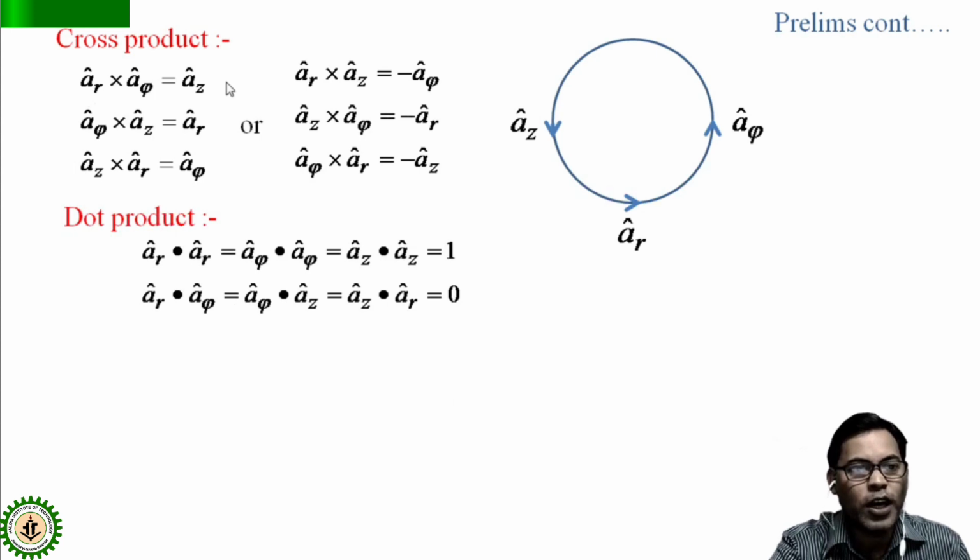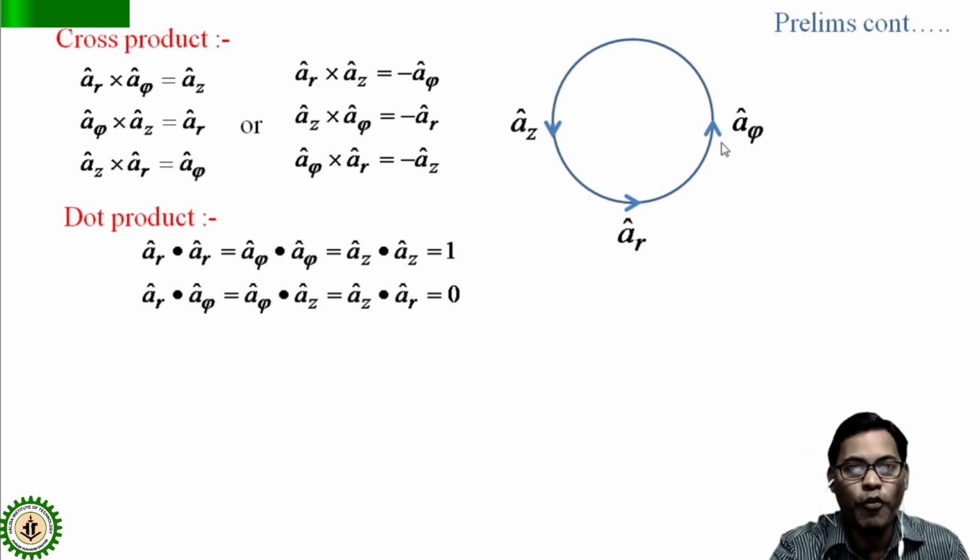To find the cross product, as we have seen the unit circle in the case of the Cartesian coordinate system, here also we are going to use the unit circle. Here it is the unit circle. Here we are representing a_r, then a_phi, then a_z, and we are moving in the anti-clockwise direction. If we move in the anti-clockwise direction, then a_r cross a_phi will be equal to a_z, a_phi cross a_z will be equal to a_r, and a_z cross a_r will be equal to a_phi.